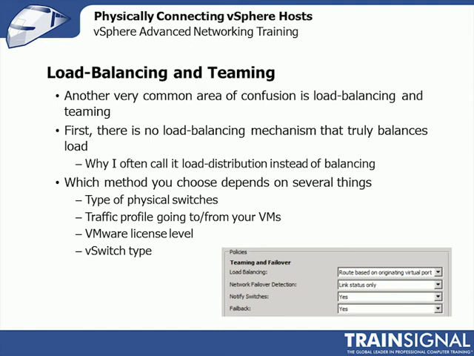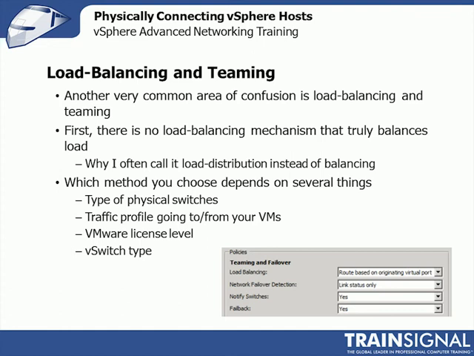Which one of these you use depends on several things. First of all, your type of physical switches comes into play. Depending on what your switches are, it dictates what your options are. The traffic profile, and we'll talk about why this matters, going to and from your VMs. Do you do a lot of one-to-one traffic? Do you do a lot of client connected to host? How do these things communicate? How are your VMs configured? Do they have one NIC, 3 NICs, 1 IP, a bunch of IPs? These things matter when you're choosing which selection.